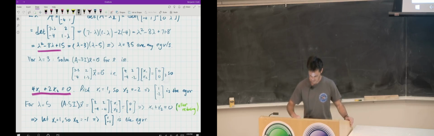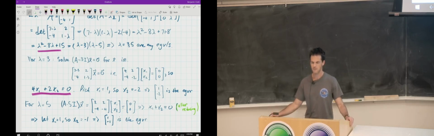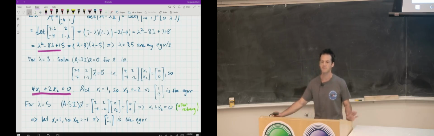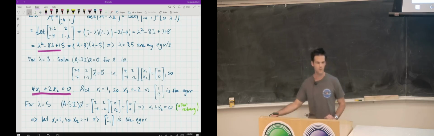Okay. Any questions? Yeah. Can an eigenvalue have independent eigenvectors? Yeah. That's a trickier possibility that does in fact arise. So we'll get to that.